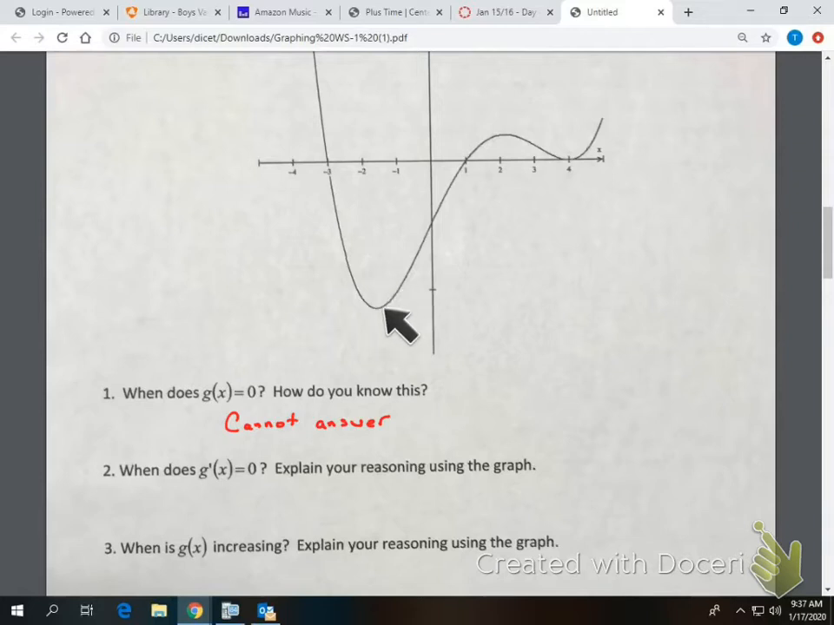So I got a question. When does the derivative equal 0? The derivative is equal to 0 where, guys? At -3, 1, and... Okay, let's write that. So we do know that. I know when the derivative is 0, because I gave you the derivative graph. And those are the x-intercepts of the derivative.